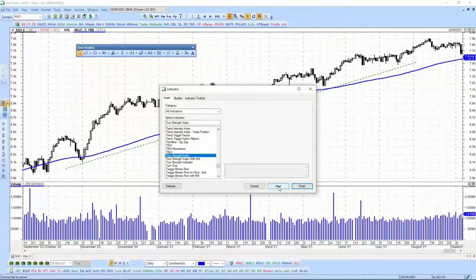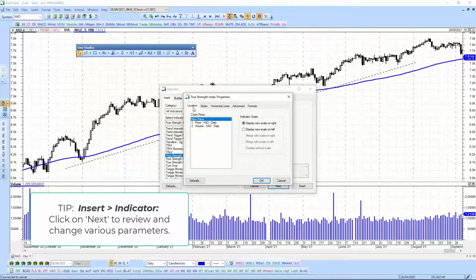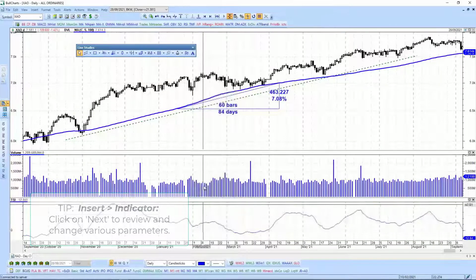If we click next instead of finish, then the location BullCharts will try to put it on is a new pane, not on the price pane. So let's accept that. So there's a new pane at the bottom.